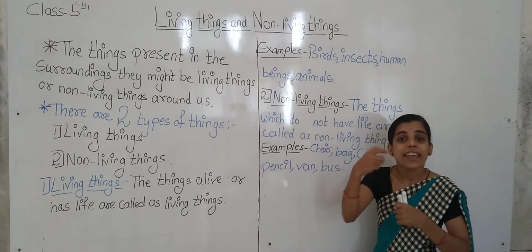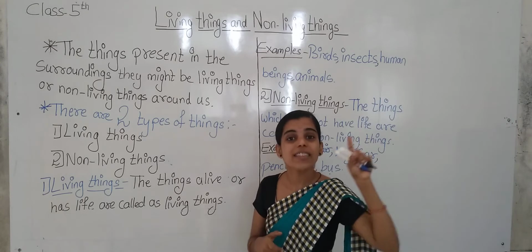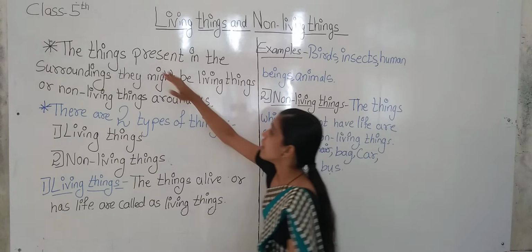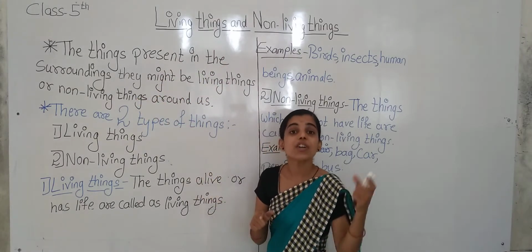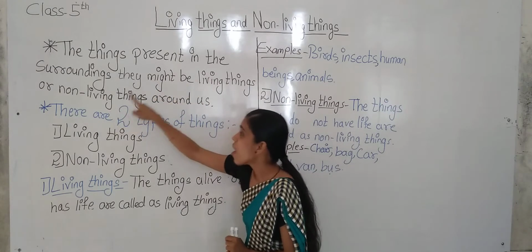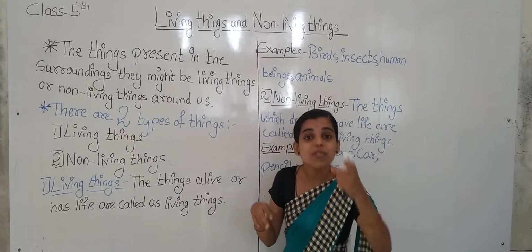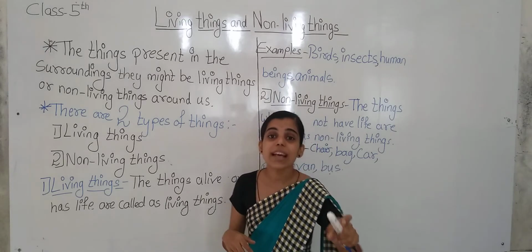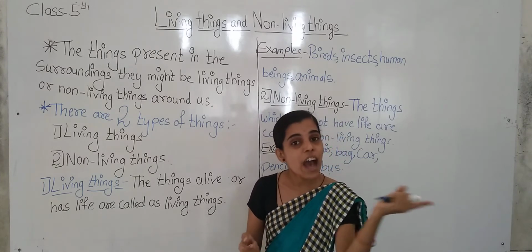So there are things which we can see, and there are things which we cannot see in the surrounding. First we'll discuss the things present in the surrounding, near to us. They might be living things or non-living things around us.